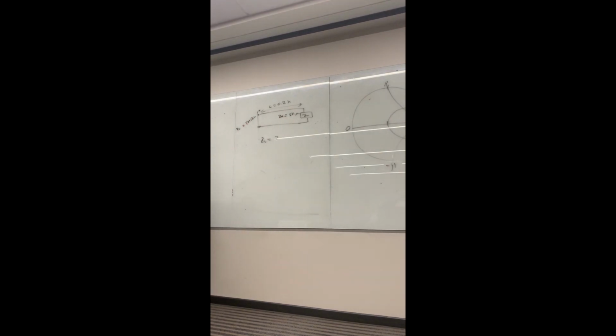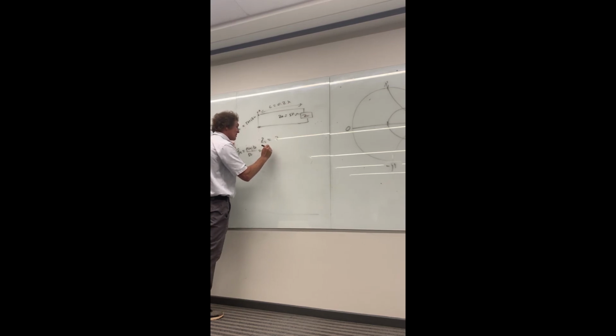It'll be easier to read. So now, what is the normalized value of Zn? That would be 1 plus 50 plus j30, you're right, Duncan, but over 50. So it's going to be 1 plus j0.6, right? Is that right? So locate that point.